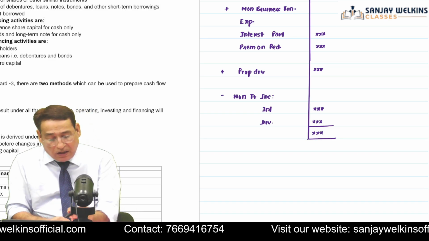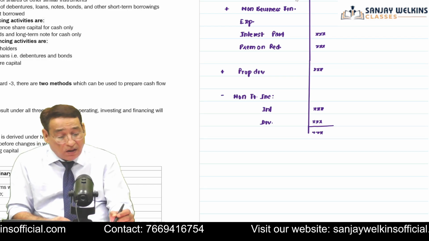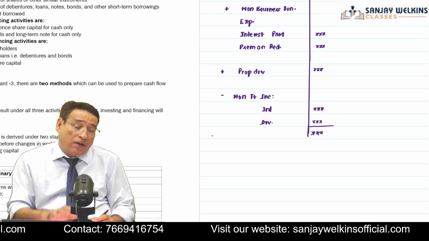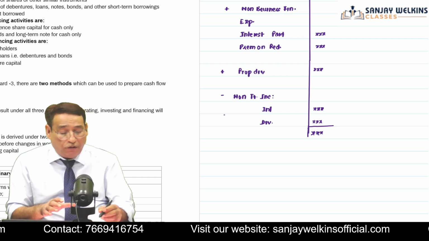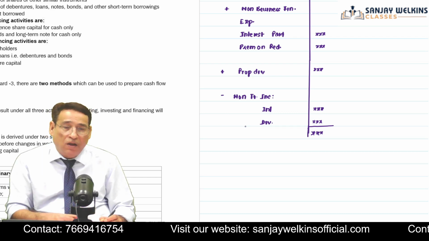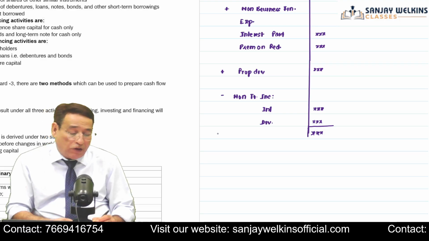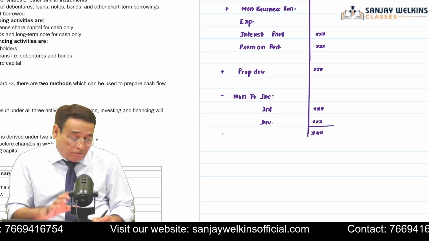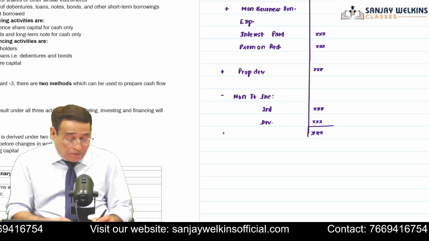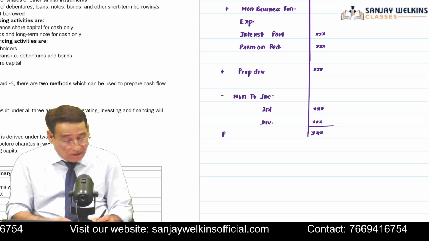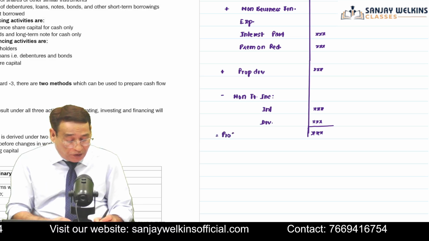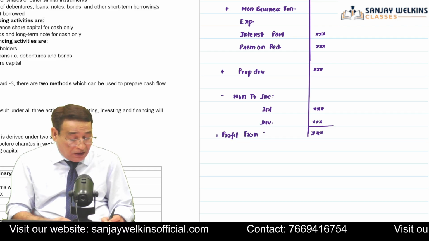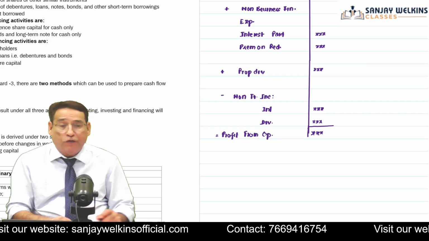Actually, honestly speaking, in order to compute cash generated from operating activity, first of all we need to adjust these items to the profit and loss account. Is it clear to you? Because by adjusting these items, we get operational profit from operations. This gives us profit from operations. After adjusting all these items, we arrive at profit from operation.